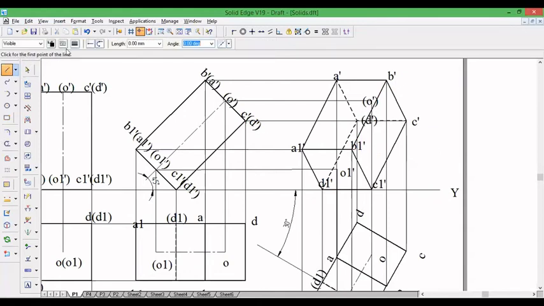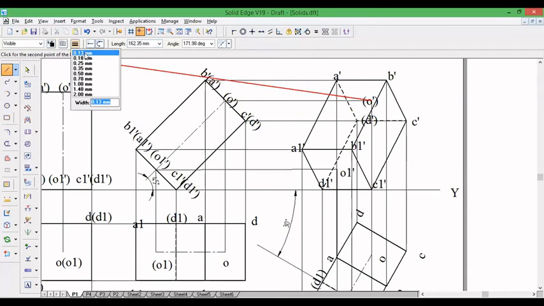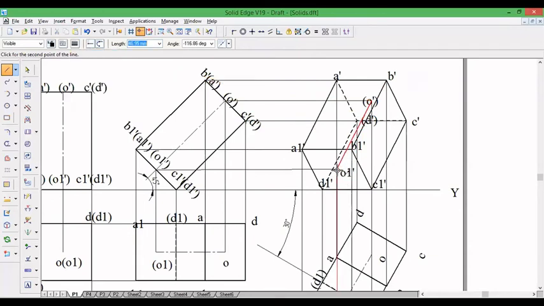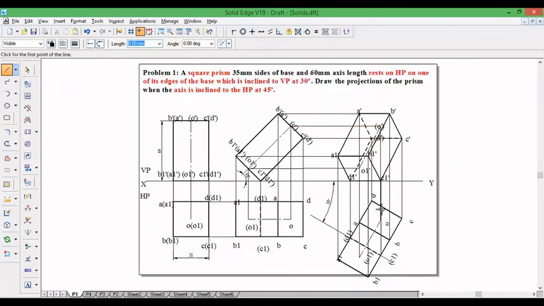Draw axis line joining O dash and O1 dash, axis line thickness is 0.13. So this completes example problem number 1.